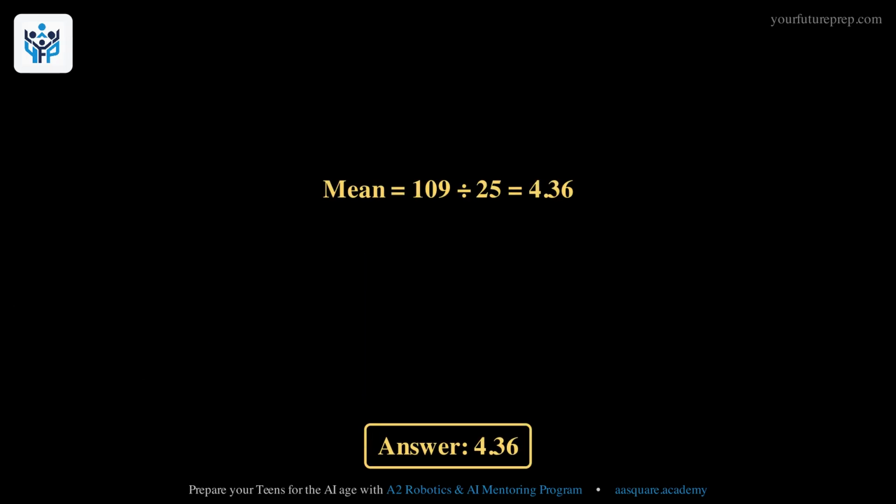The mean is the total number of days divided by the total number of students. So we compute 109 divided by 25, which equals 4.36. The mean number of days of exercise is 4.36.